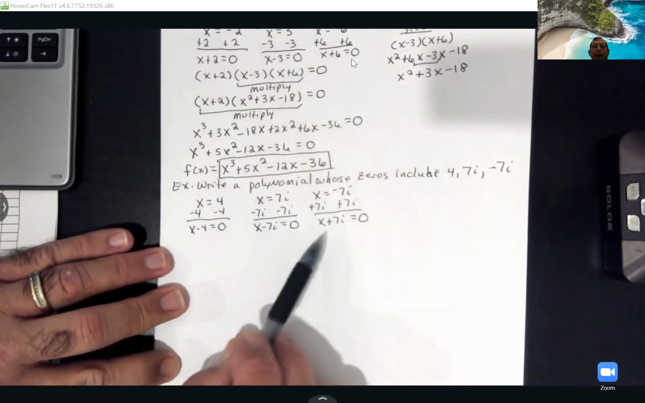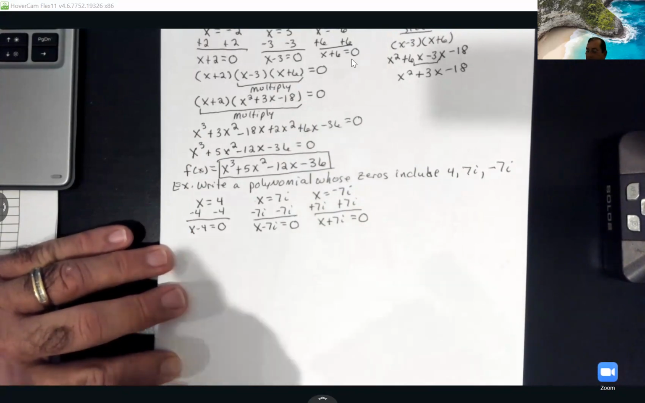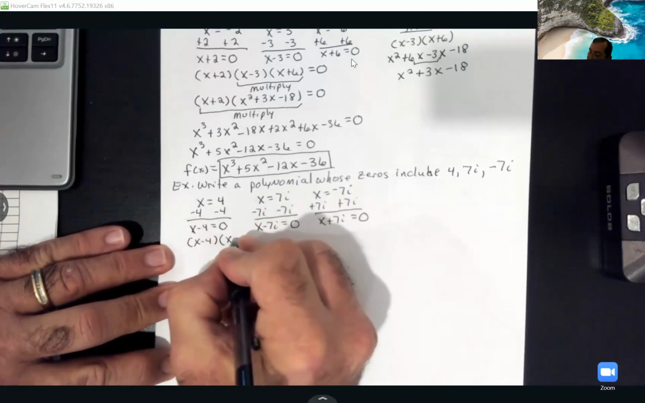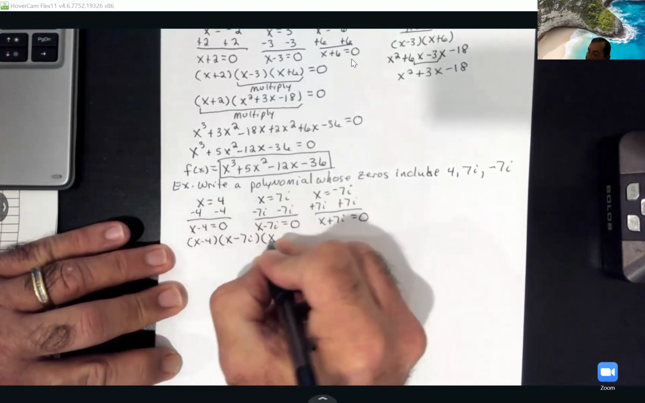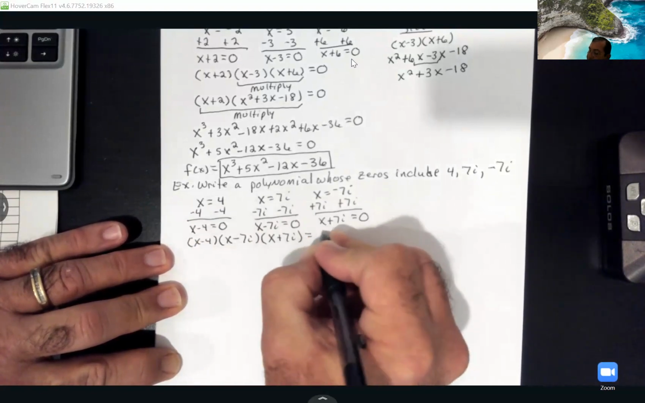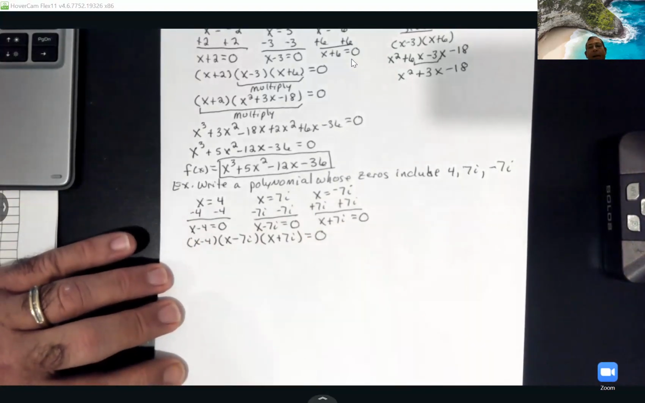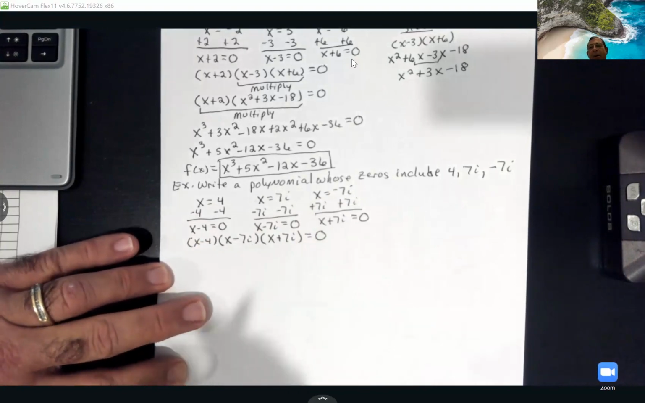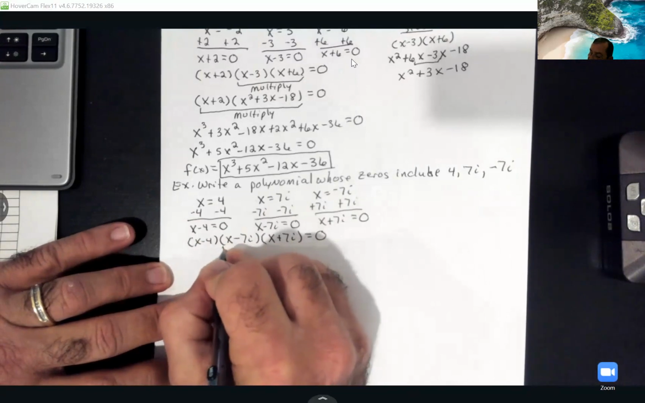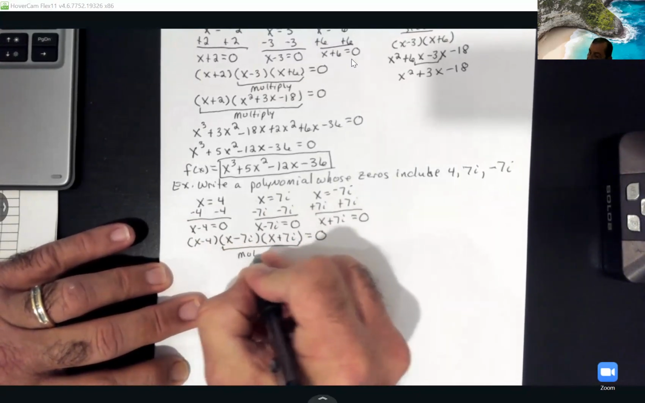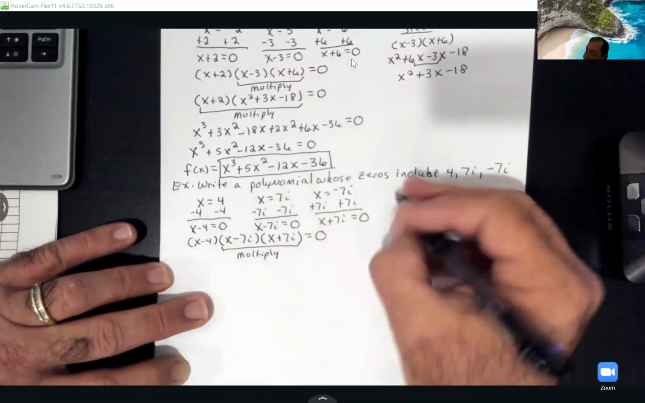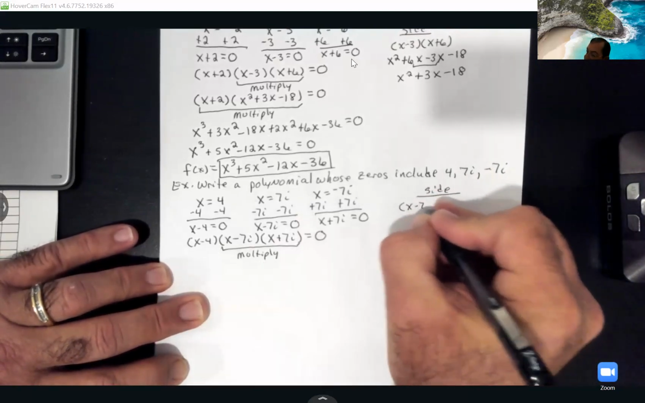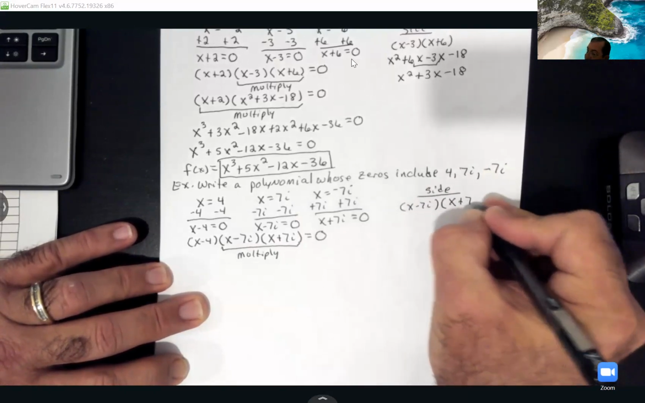So now we're going to write each of these factors as a product equal to 0. So I'm going to put them in parentheses. X minus 4 times x minus 7i times x plus 7i, all that equal to 0. Now, y'all, I'm going to be picky on this one. Anytime I got imaginary factors like this, those are the two I'm going to start with when I multiply. So I'm going to go to the side right here. And we're going to FOIL out our x minus 7i times x plus 7i.